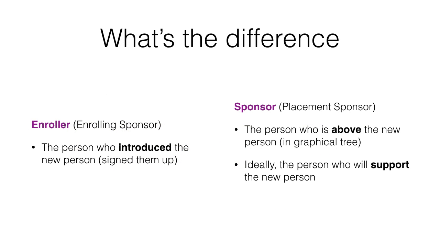So what's the difference? Well, the main difference is that the enroller is the person who introduced the new person, the person who signed them up. The sponsor is the person who is above that person in the graphical tree. Ideally, it's also the person who supports that new person. But there are always exceptions.